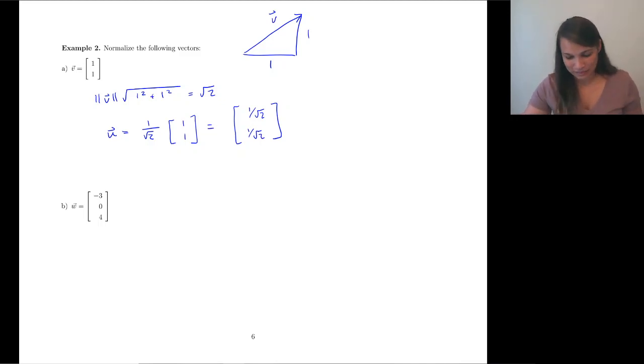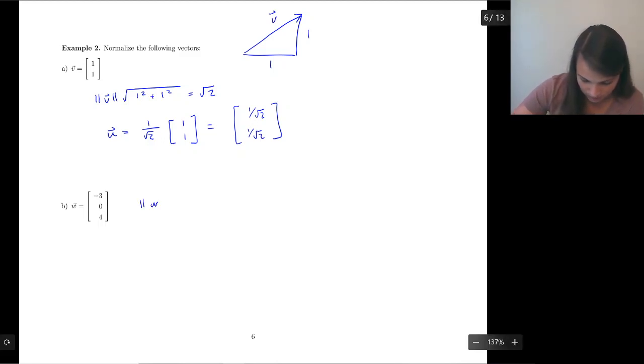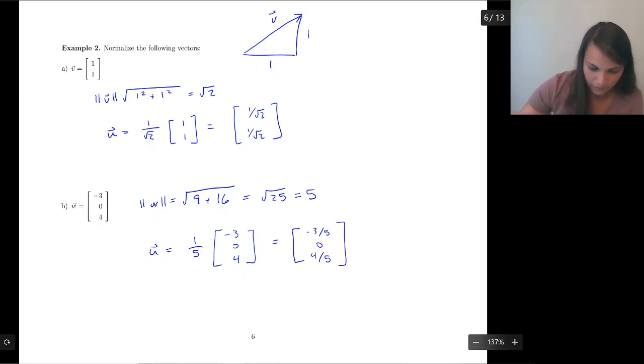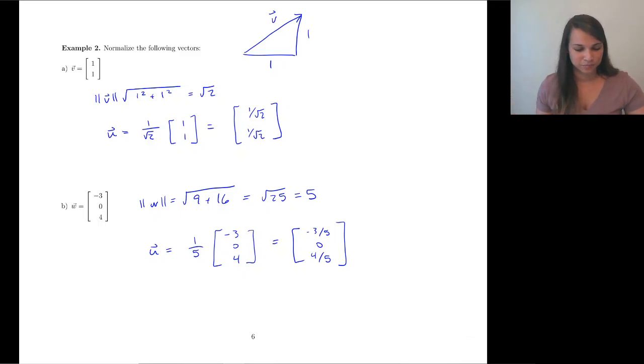Okay. Here's an example that's not unit circle, just so that we can see a different example. How about w = (-3, 0, 4)? We're going to take the magnitude of w. That's going to be the square root of 9 plus 16, so the square root of 25 equals 5. So then the unit vector version is going to be 1/5 of the original vector. So we will say that is (-3/5, 0, 4/5). There we go. We have normalized some vectors. Okay.